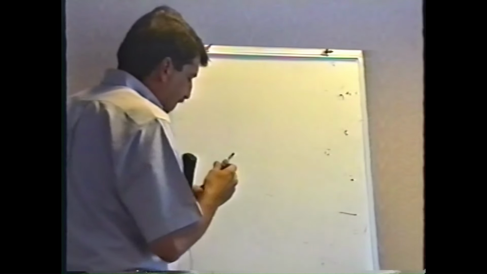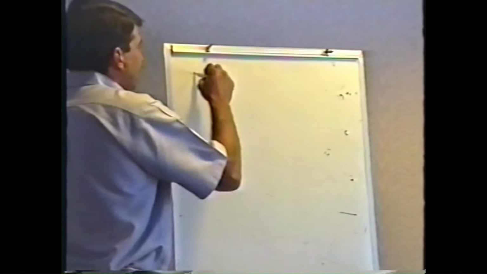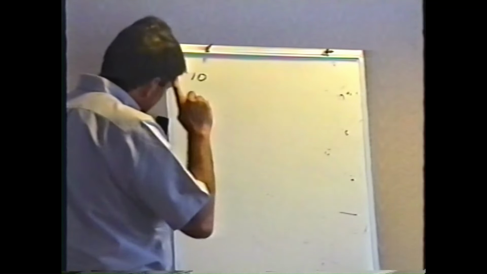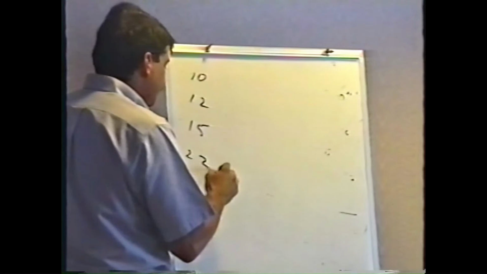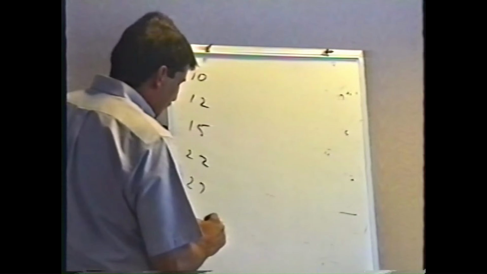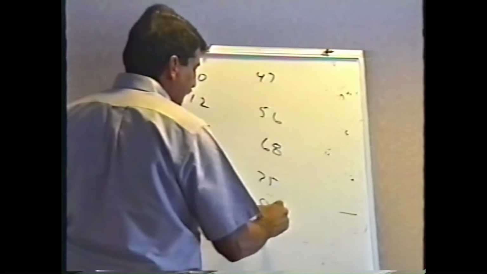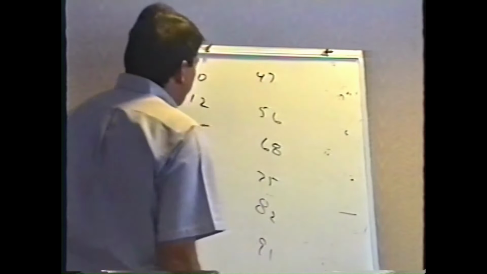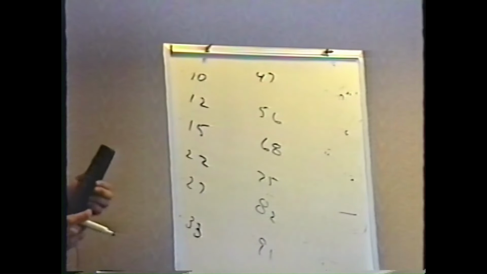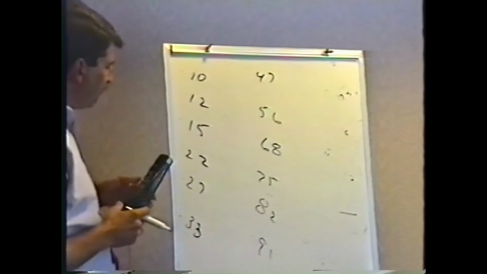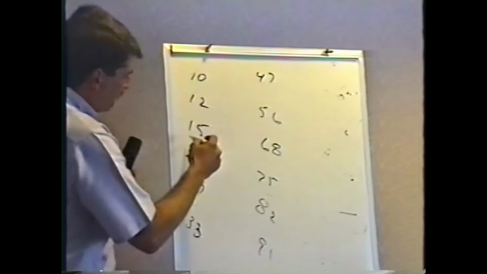For instance, you commonly see 10 ohm resistors, and you see 12 ohms, and you see 15s, and you see 22s, and 27s, and 33s, and 47s, 56s, 68s, 75s, 82s, and 91s. But you don't see all the values. In other words, they don't really make some of the values. There's some, like they make 18 and stuff.